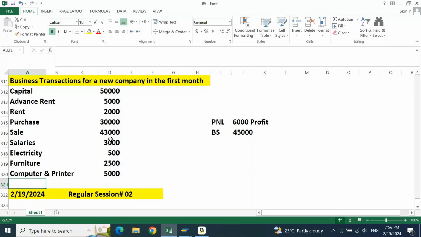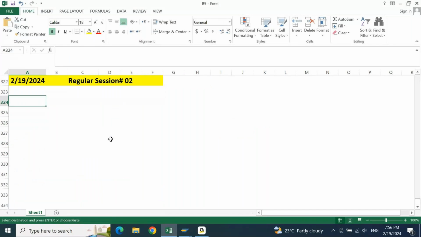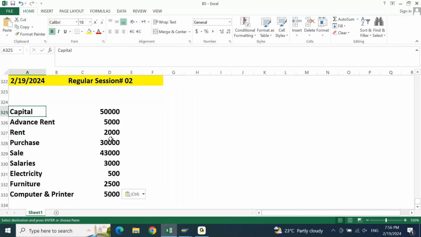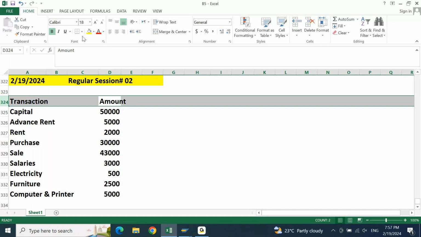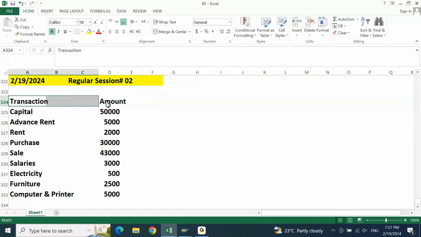Now, if you consider these are the first month transactions, for this first month you need to update the accounting and then find out the results. What I'll do, I'll take these entries here, copy, now I'll come down here and place this here. I'll put this as transaction, this as amount. Now from this transaction, from this amount, what I'm going to do is write additional points.